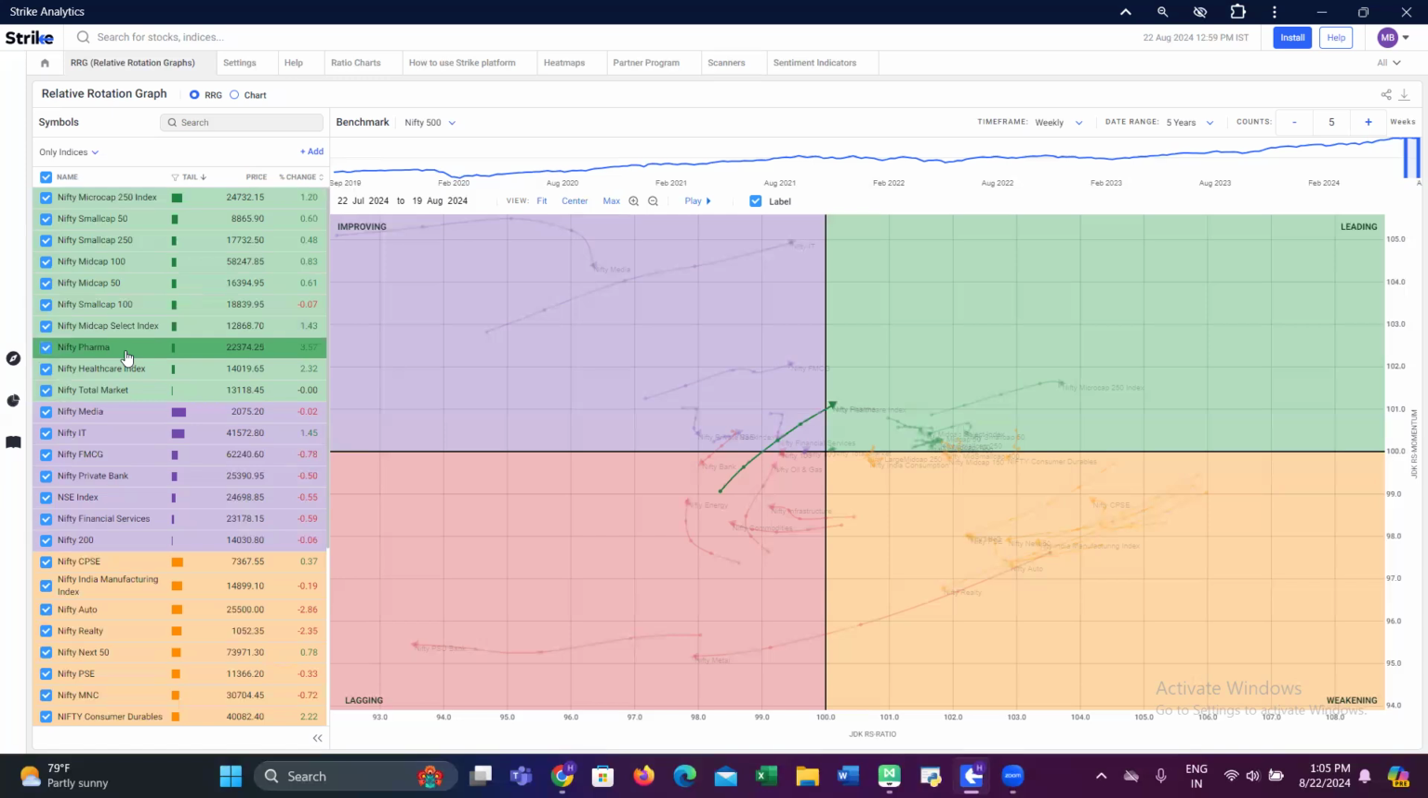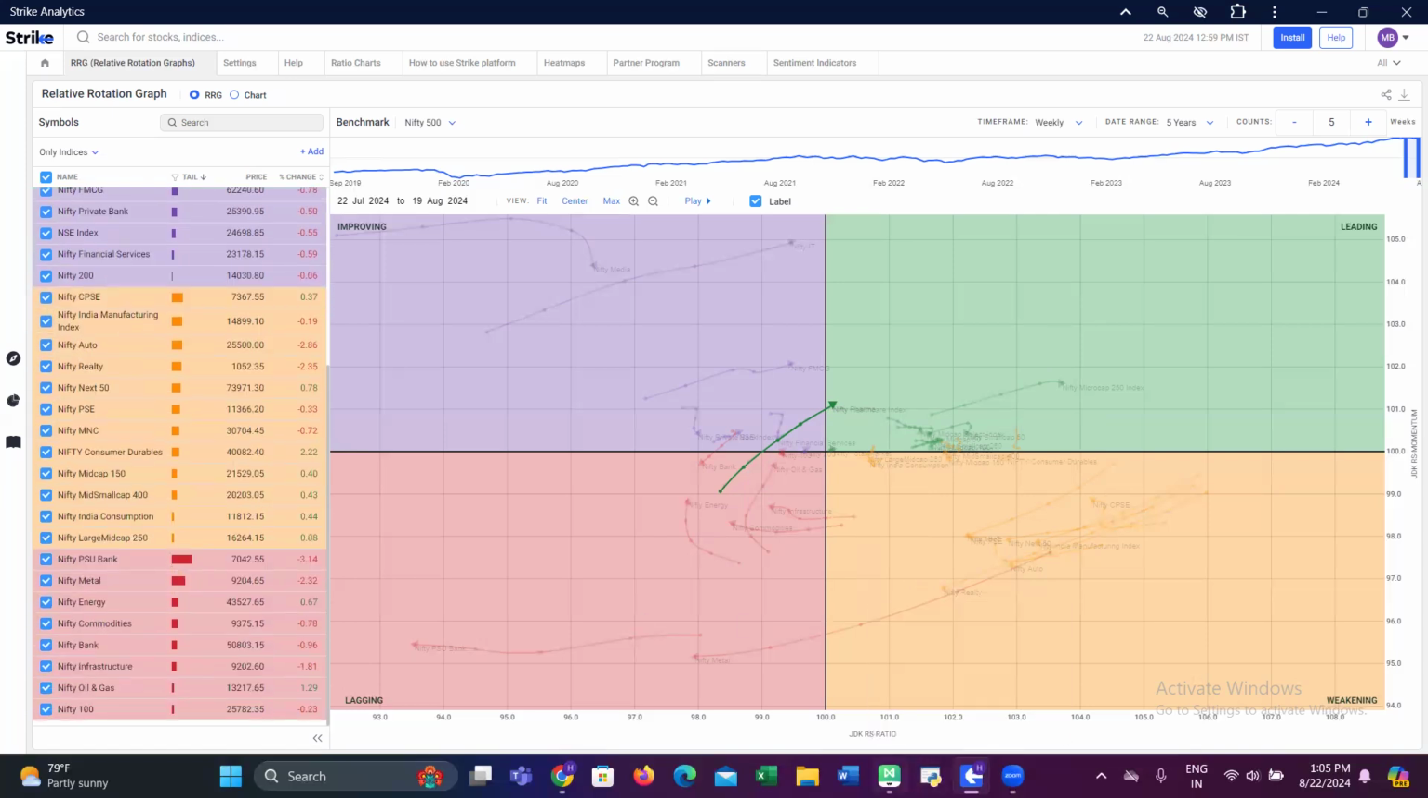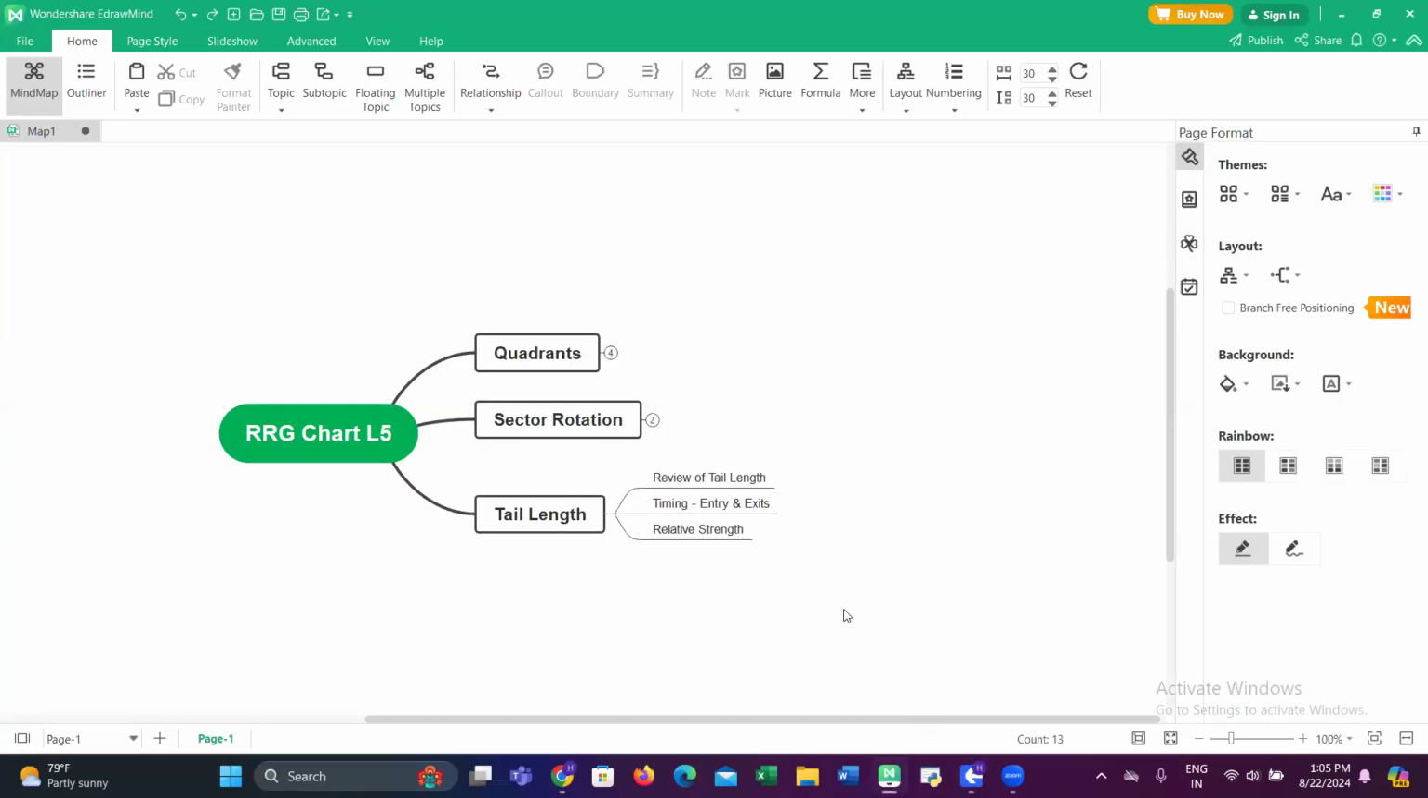Let's look at the Nifty Pharma. You should have taken a position when it got into improving, and now it is in leading with a good RS momentum and RS ratio. In fact, you would have taken a position a little earlier. And again, depending on your risk appetite. So this is how tail length can help you in terms of reviewing the tail length, timing, entry and exit, and the relative strength of the tail length that we covered in today's video.